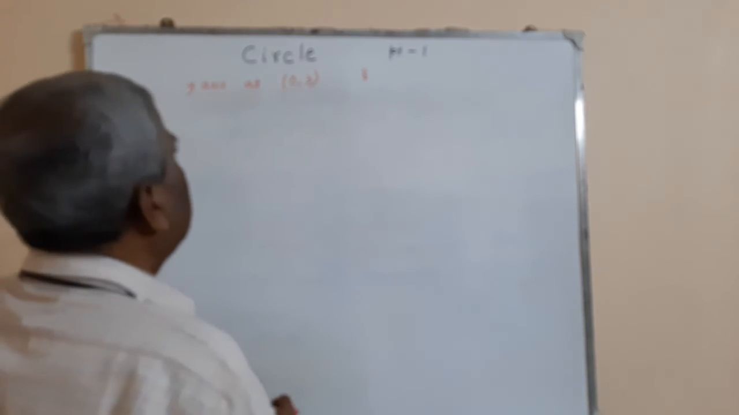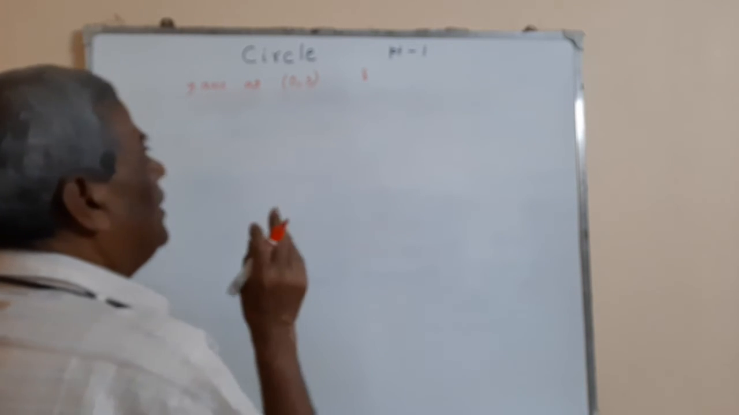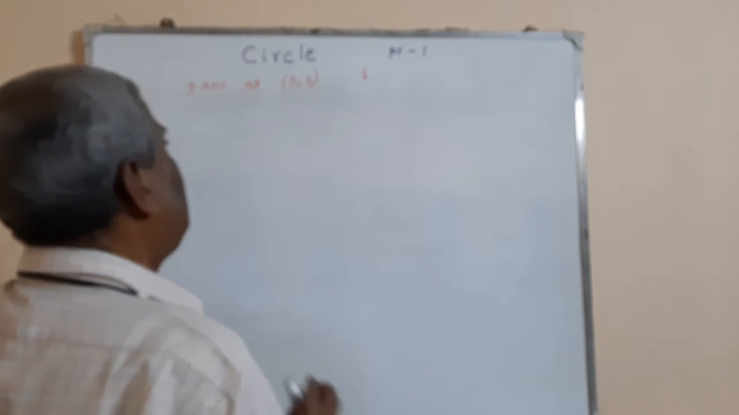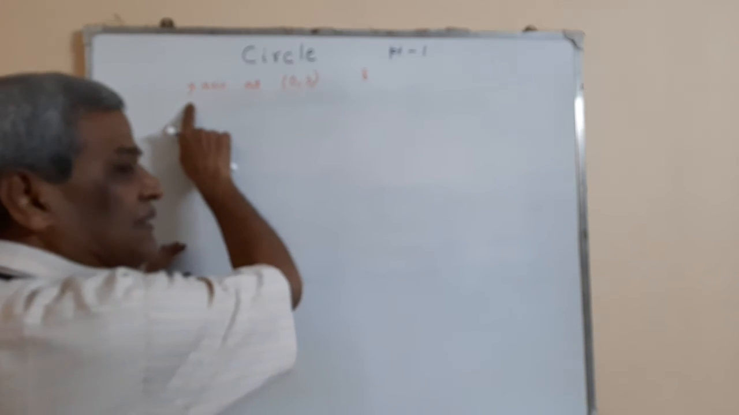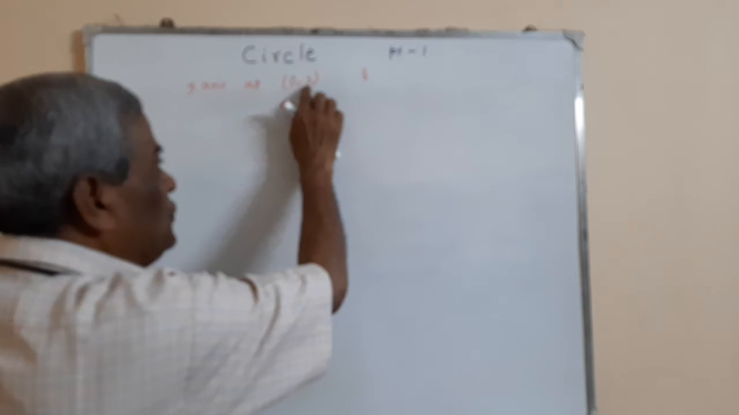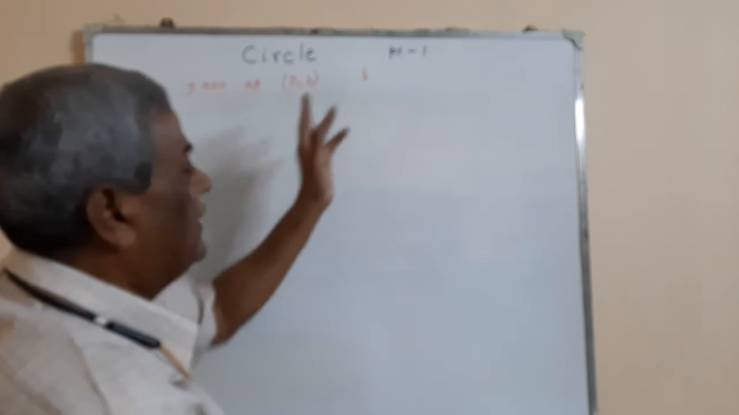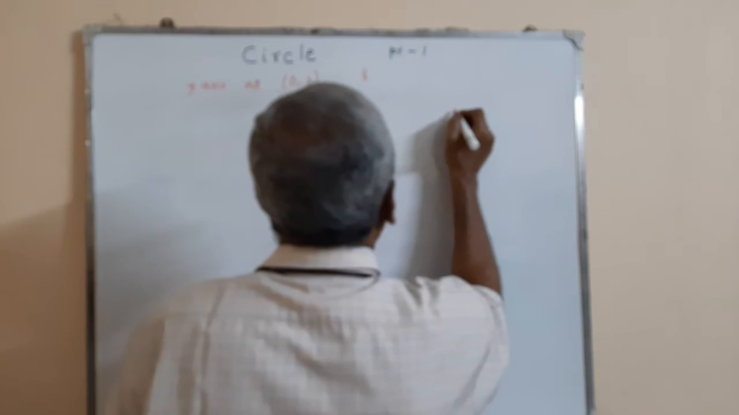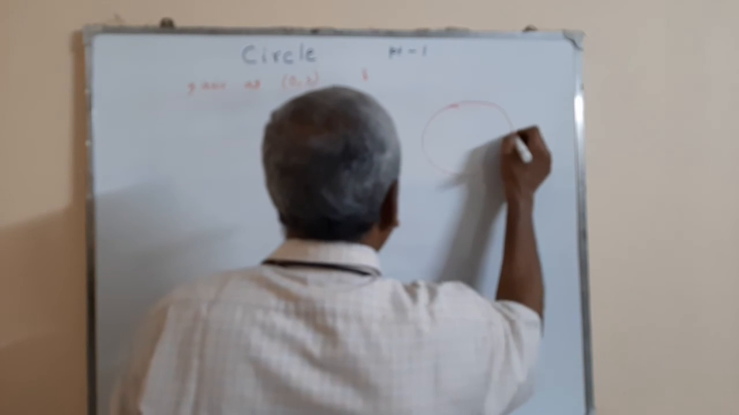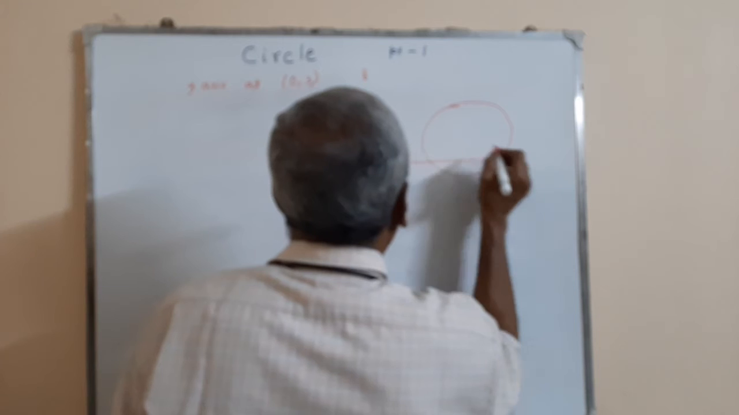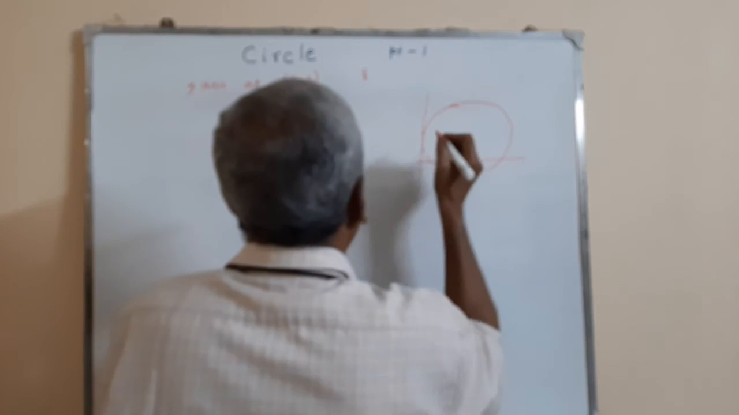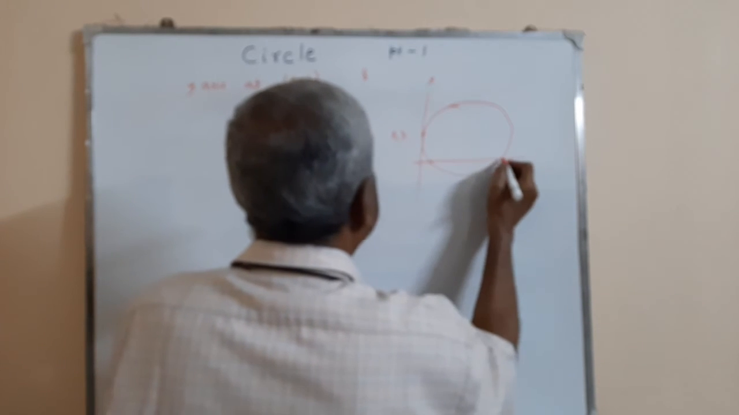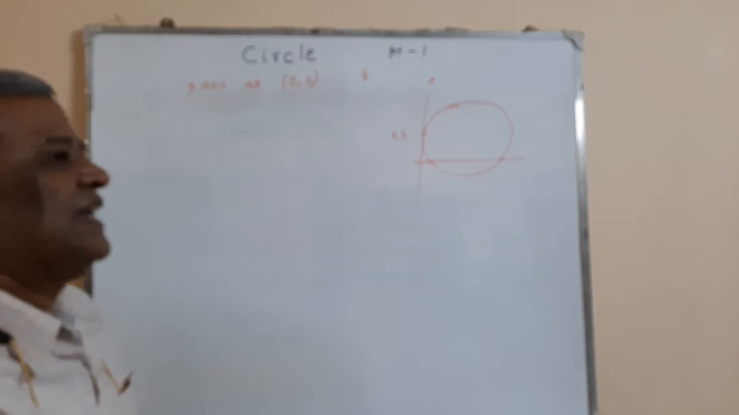The given information is that for a circle, to get an equation of the circle, 3 conditions must be given. Number 1, it touches the y-axis. It touches the y-axis at the point 0, 3, which means it passes through 0, 3. And number 2, it makes an intercept of 8 units from the x-axis. Suppose this is a circle. It touches the y-axis at the point 0, 3 and it makes an intercept of 8 units from the x-axis.